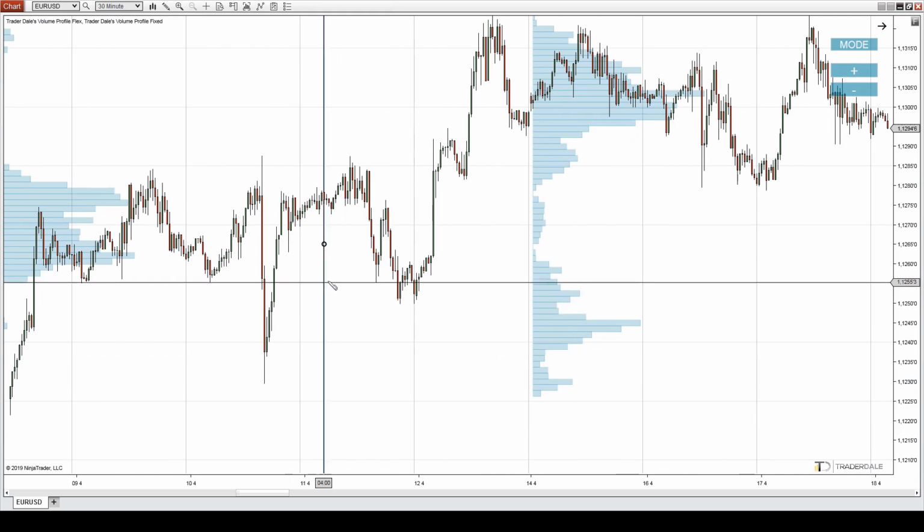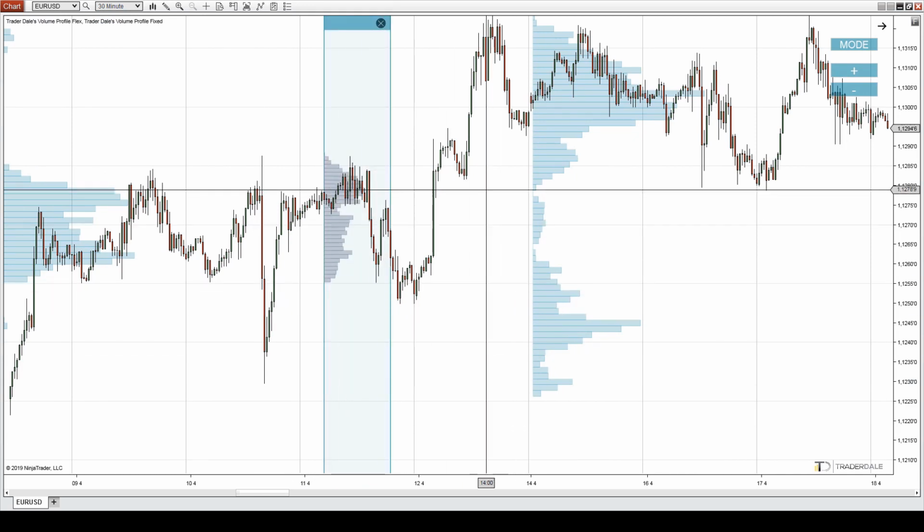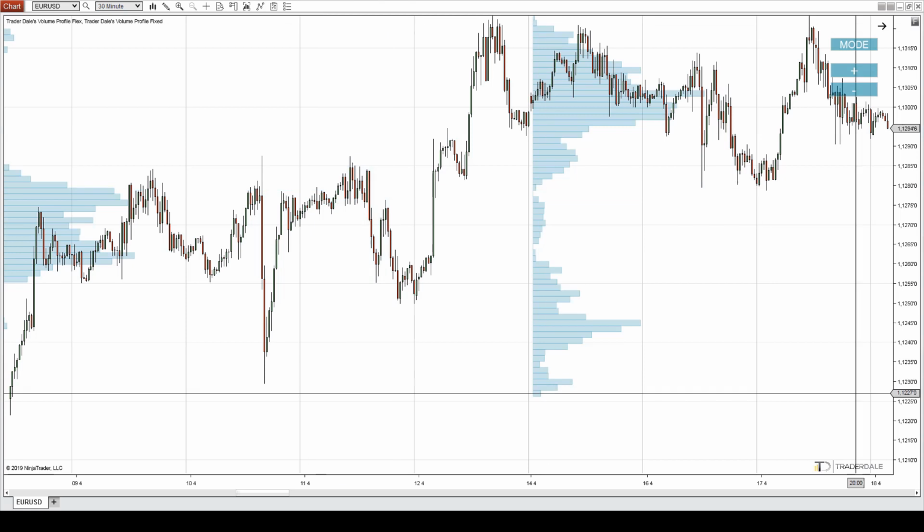By the way, one more thing to notice is this resistance level worked as a support after the price went past it. Right here, right here, right?